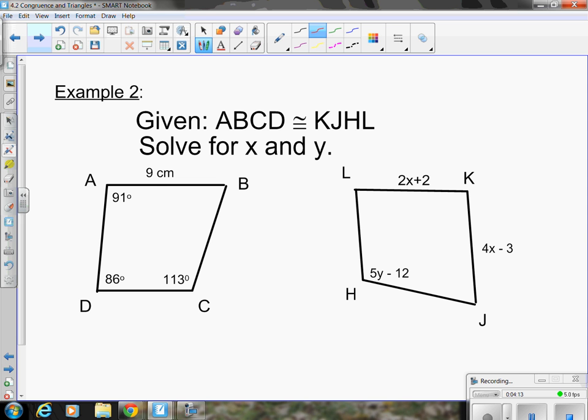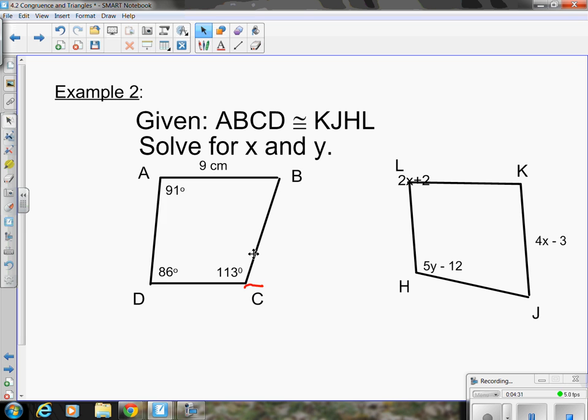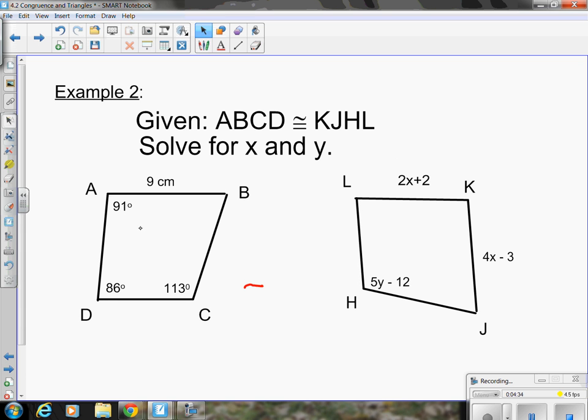Here we've got example 2. This time we have congruent figures that are quadrilaterals, and they want us to solve for x and y. Notice that they're grouped together. This figure is not going to sit right on top of this figure exactly. We're going to have to actually spin this or flip it or do something. So it's really nice to have this congruent statement, knowing that angle A matches up with angle K.